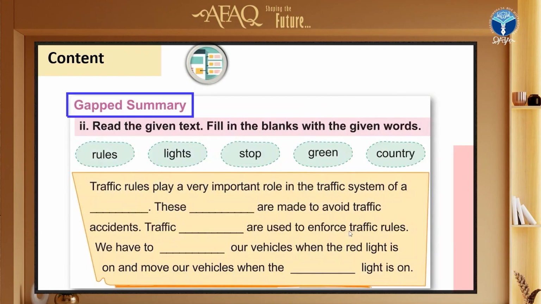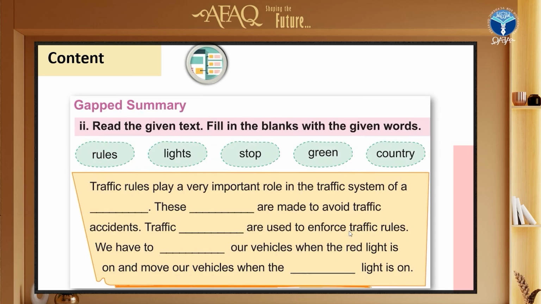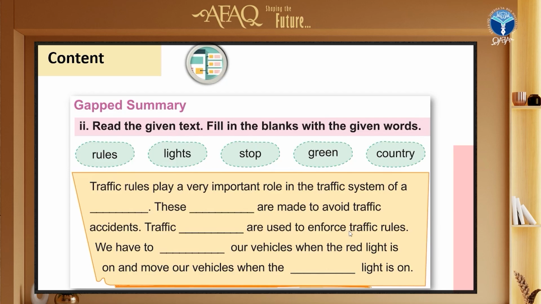The next thing is gapped summary. So gapped means there are blanks in the summary. Read the given text, fill in the blanks with the given words. First, see what words we have. We have rules, lights, stop, green, and country. Now, I'm going to read the passage for you, and I am going to tell you only the first 2 words in the gaps. Other ones you are going to do on your own.